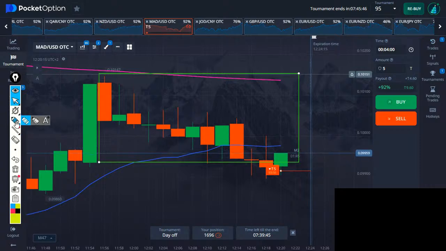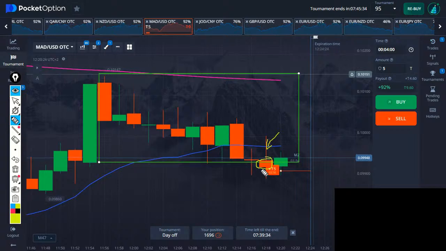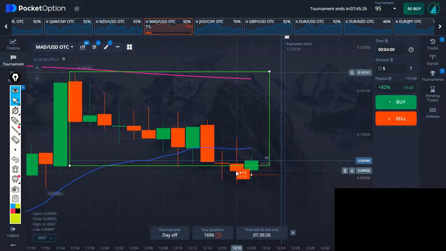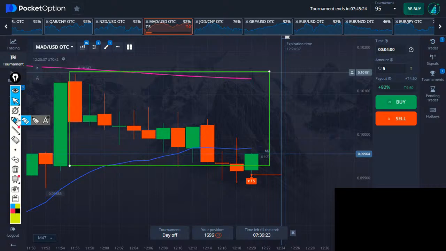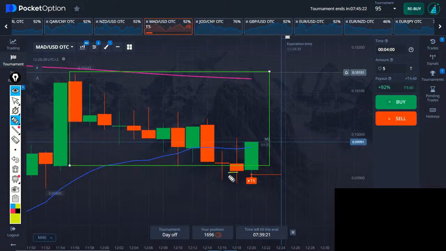So why did I take this one? You see, a very long topping tail bar, and the close is a decent size red body. Ideally, you don't want to see any rejection from the buyers. So this was a mistake from my side. I shouldn't have taken this trade. Anyways, if we didn't have this rejection from the buyers, this would have been a very powerful trade.